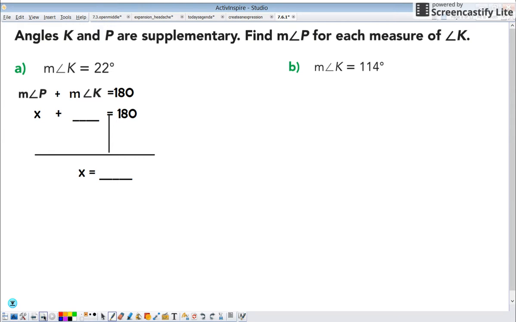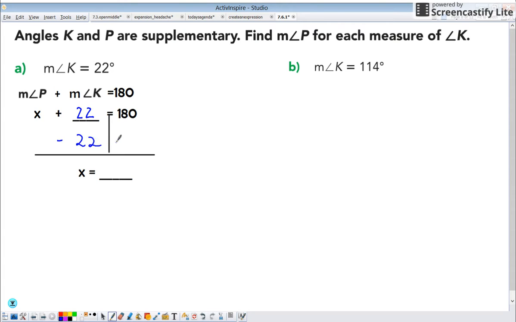In this next example, it tells you angles K and P are supplementary. Find the measure of angle P for each measure of angle K. So we're trying to find the supplement to angle K in part A, and we need to find angle P. We do not know the measure of angle P, so we're going to substitute an X for angle P. We do know the measure of angle K, it's 22 degrees, so we'll substitute that in for the measure of angle K. Then we simply solve this equation for X.